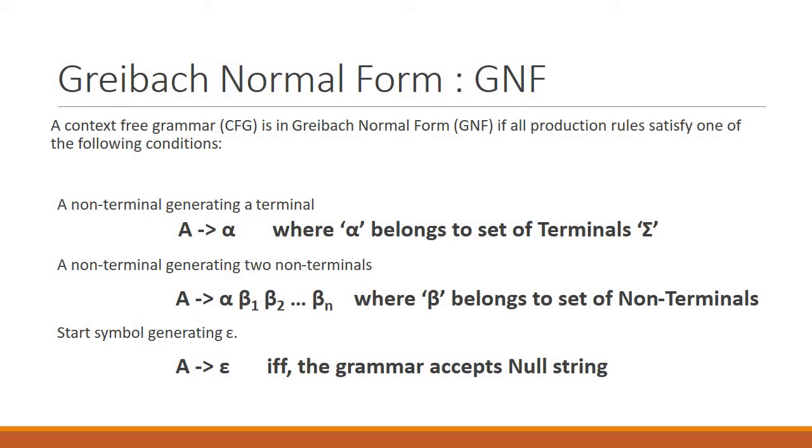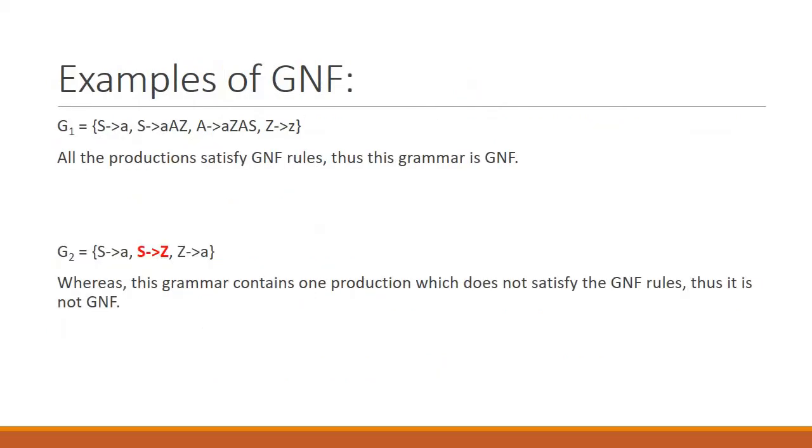It depends on the grammar. If the grammar accepts a null string, then yes, the GNF can accept a production having epsilon. So let's see a few examples.